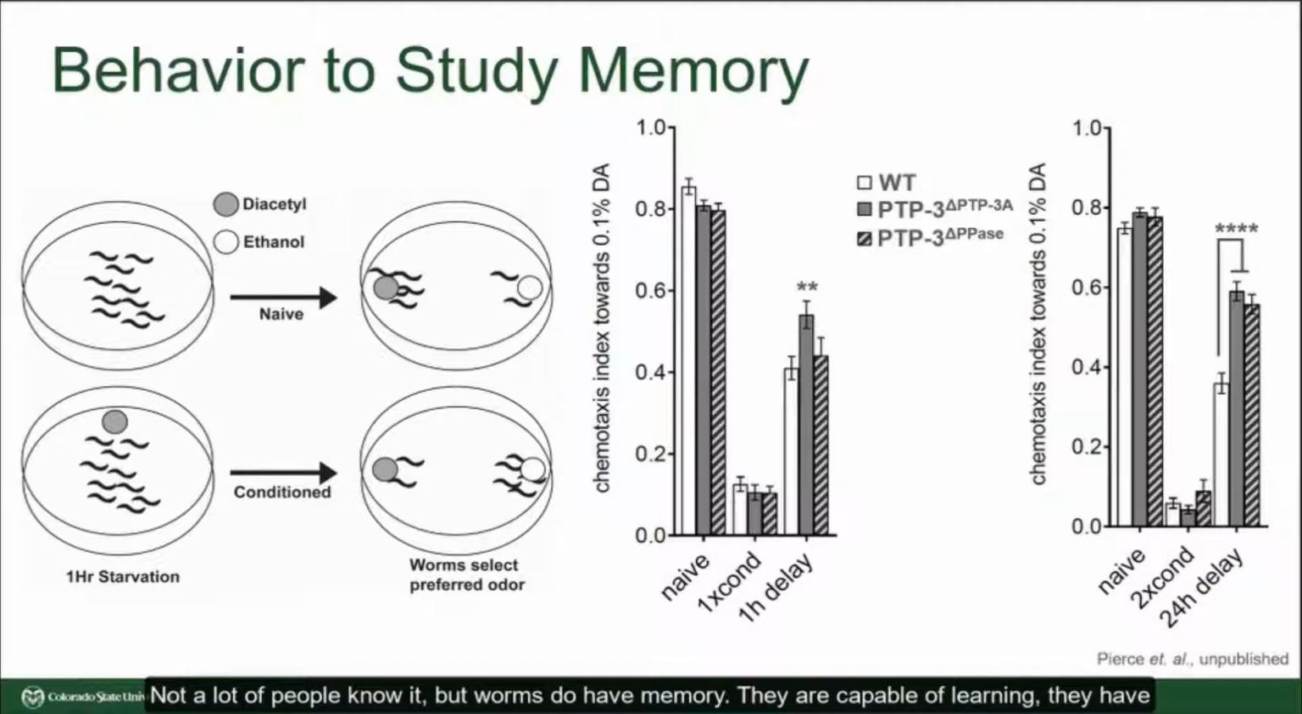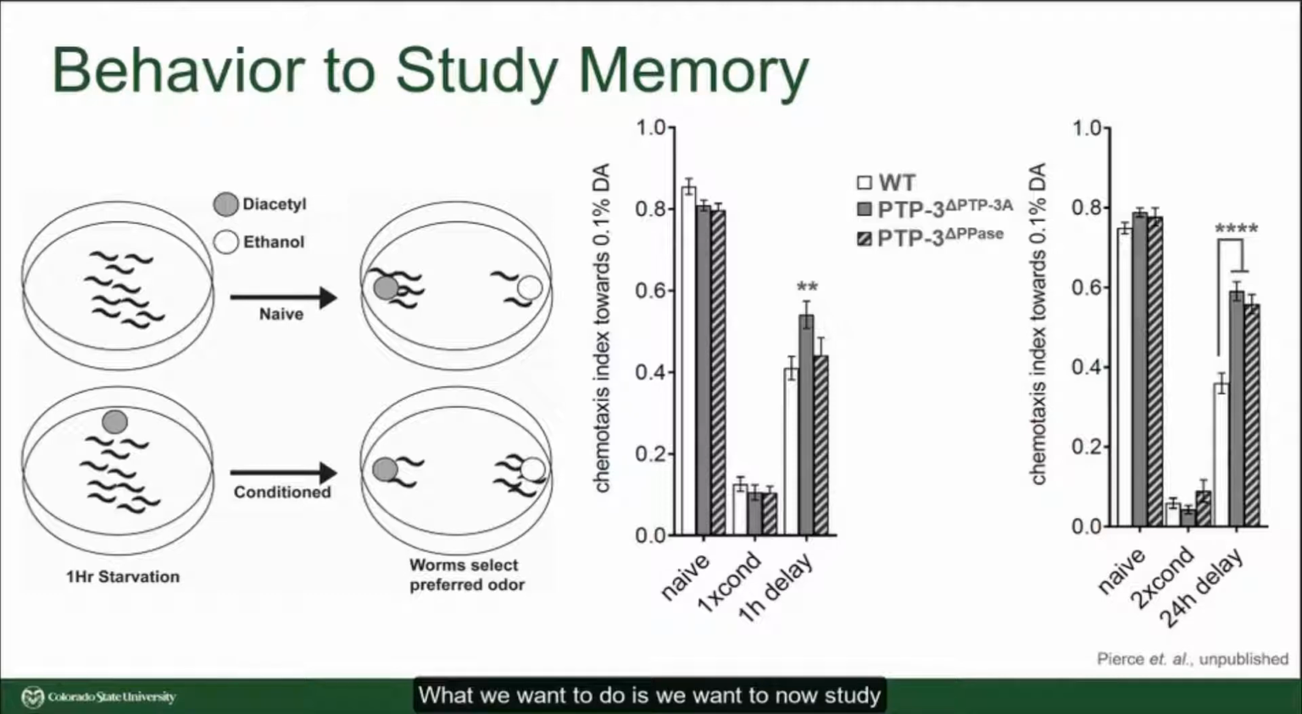What we do is subject them to an experiment where we take a bunch of worms and put them in the middle of the plate. On either extreme, we have either a chemoattractant, in this case diacetyl, which they love and go right towards, or a control, in this case ethanol. We take these naive worms from a normal plate, and the majority of them go to the diacetyl. You don't really have to know what the chemotaxis index stands for. You just have to know that the higher this number, the more attracted they are to the diacetyl.